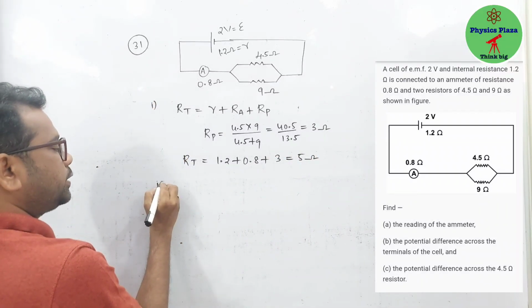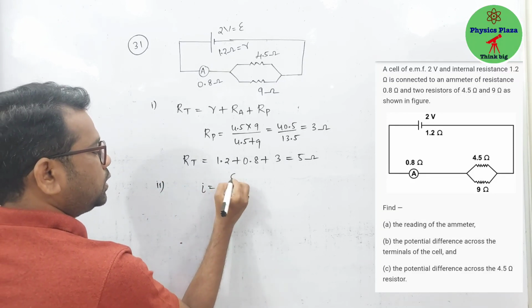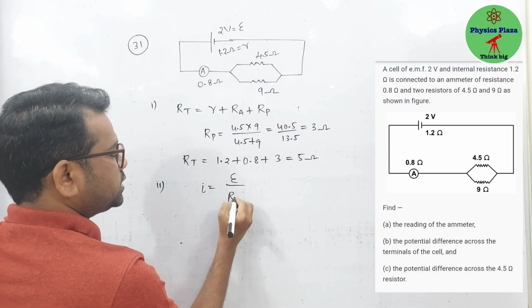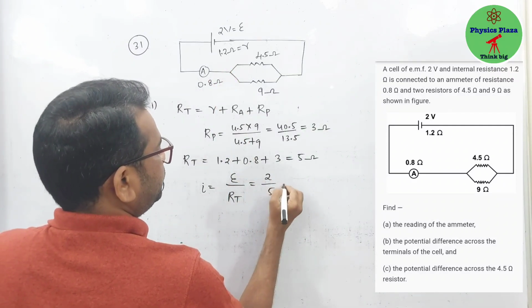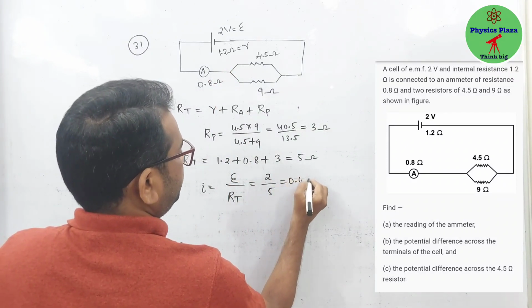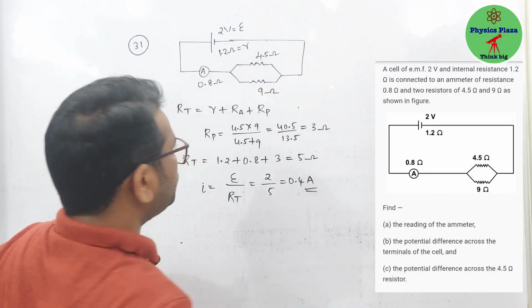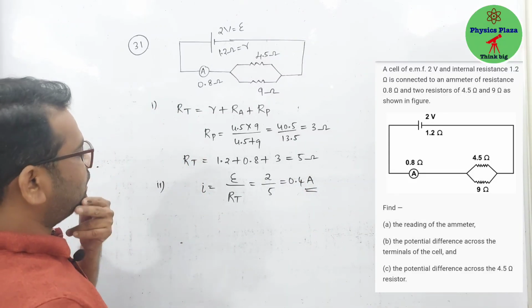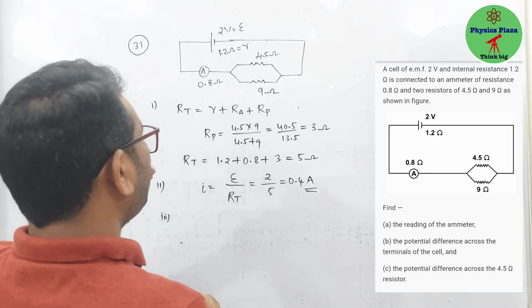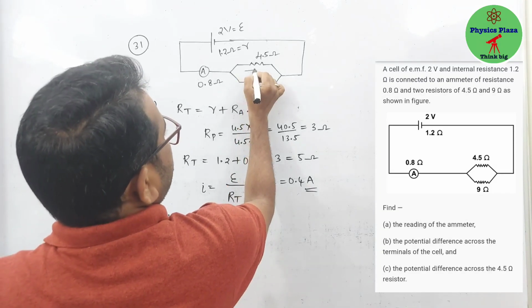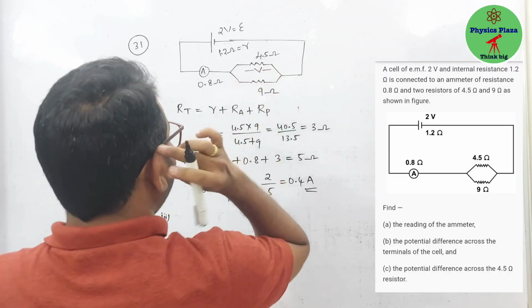Now the reading of the ammeter. So total current is equal to EMF by total resistance. So EMF is equal to how much? 2 is given, so 2 by 5. This will be 0.4 ampere. It's okay, fine. And here is now the task. What is the third one, children? They are asking us to find the potential difference across 4.5 ohm.